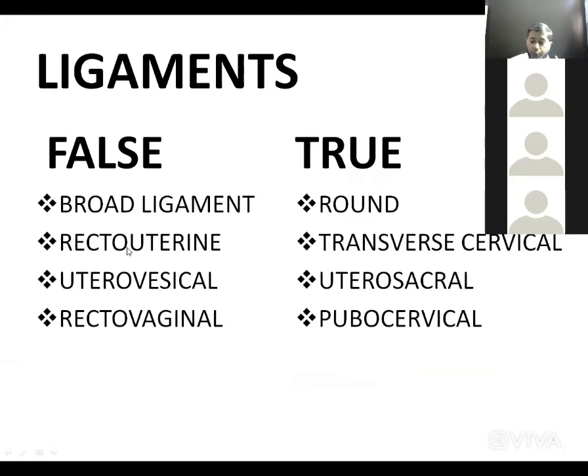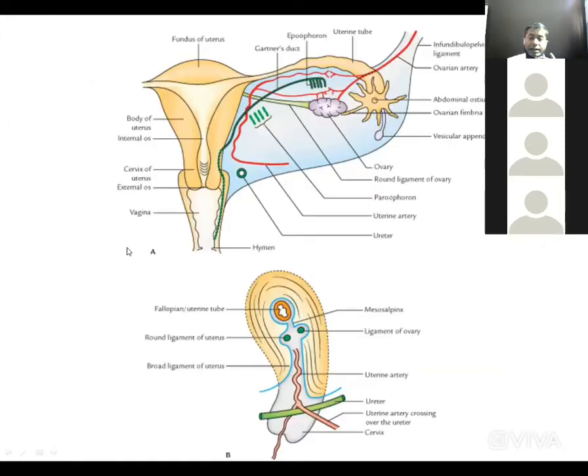Okay, now coming to the broad ligament, that is a false ligament, one of the major false ligaments. This is the uterus, right? The broad ligament is attached to the lateral border of the uterus and laterally to the pelvic wall. So this faint blue colored structure is the broad ligament, which is attached to the uterus, the upper part of the vagina, and laterally to the pelvic wall, because it is on either side.